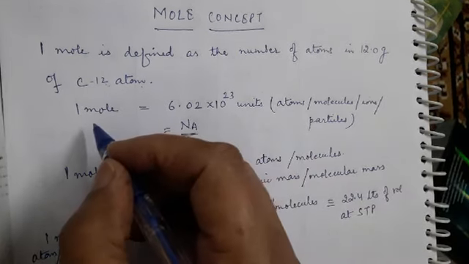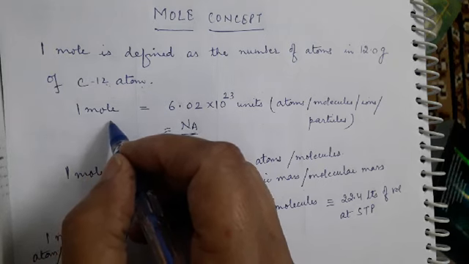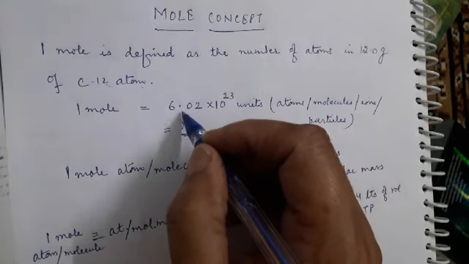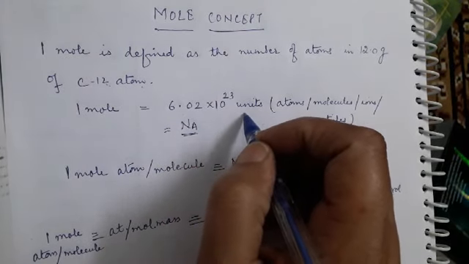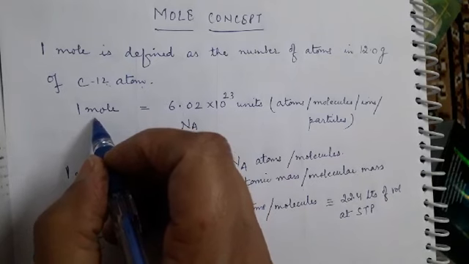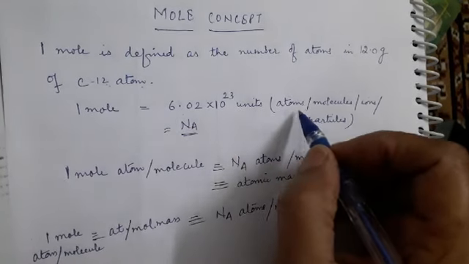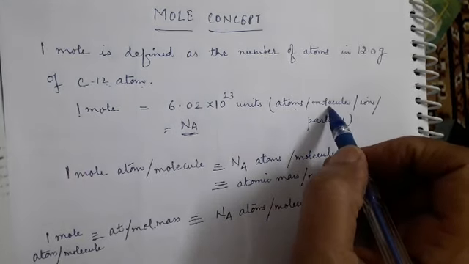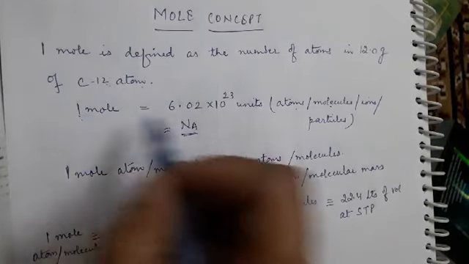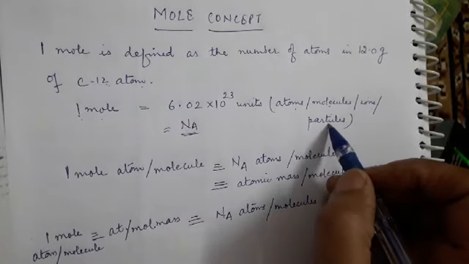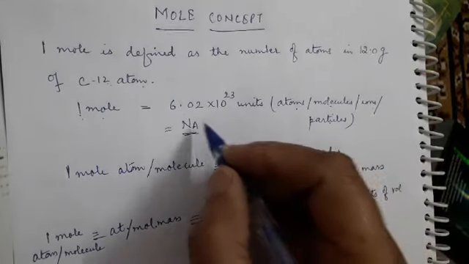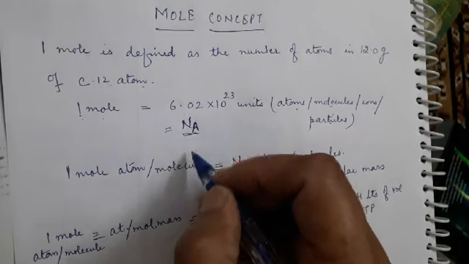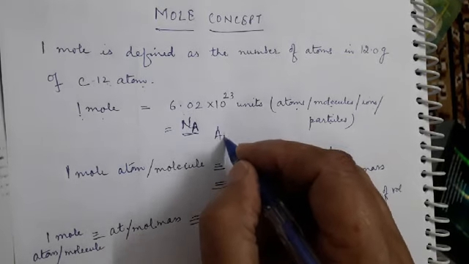So a mole of any atom or any molecule will contain the same number of particles, 6.02 into 10 to the power 23. If the substance is existing in the atomic state, these units will be atoms. If it is existing in the molecular state, it will be molecules. If it is existing in the ionic state, these will be the ions or any species present in it. It is represented by capital N with subscript A, called Avogadro's number.